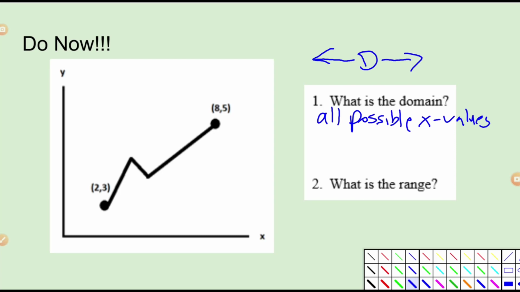All right, range is going to be, well, if domain is all possible x values, then range will be all possible y values. Okay, so y values are up and down, so you should think about range as going up and down, so vertically. So again, when we look at graphs, they're asking us: what is the domain? What is the range of this graph?